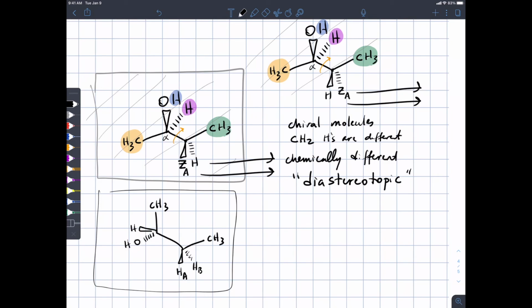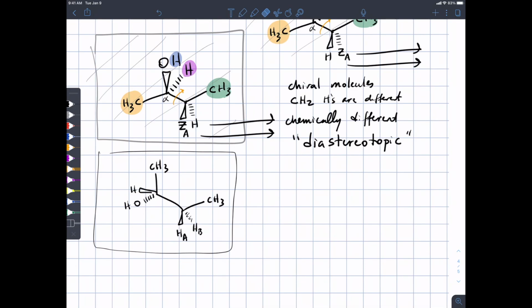Just to confirm, those two hydrogens on the CH2 will have different peaks when you do the hydrogen NMR? So the question is, if they are chemically different, will we see two different peaks for those protons? And the answer is we might. It depends on the molecule.